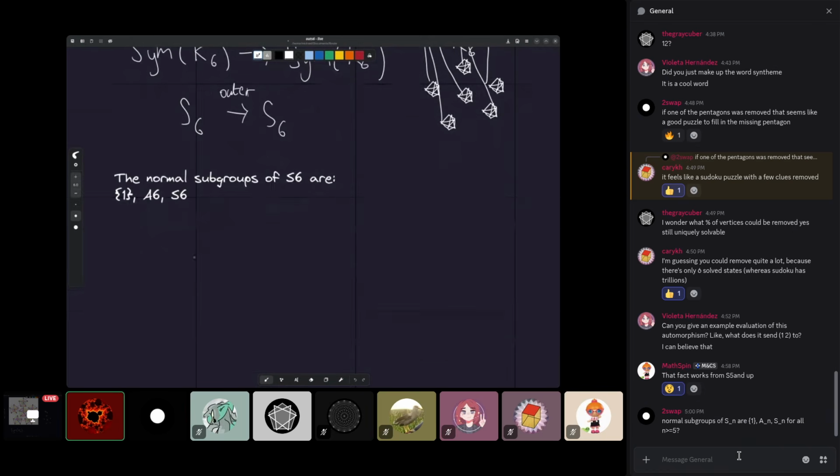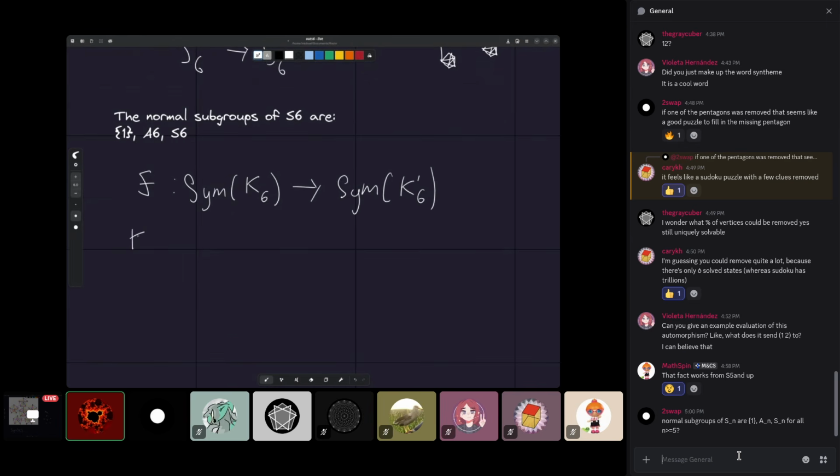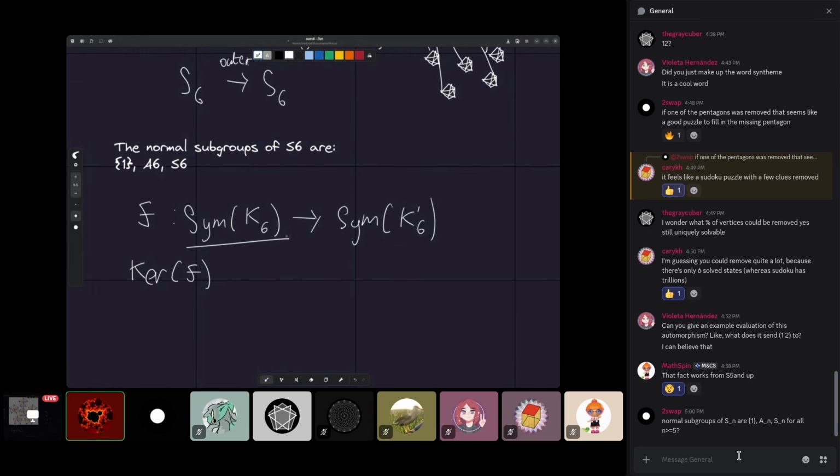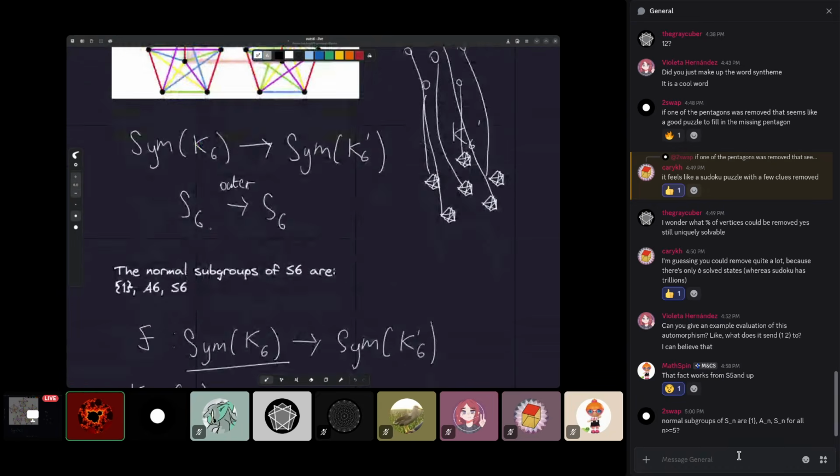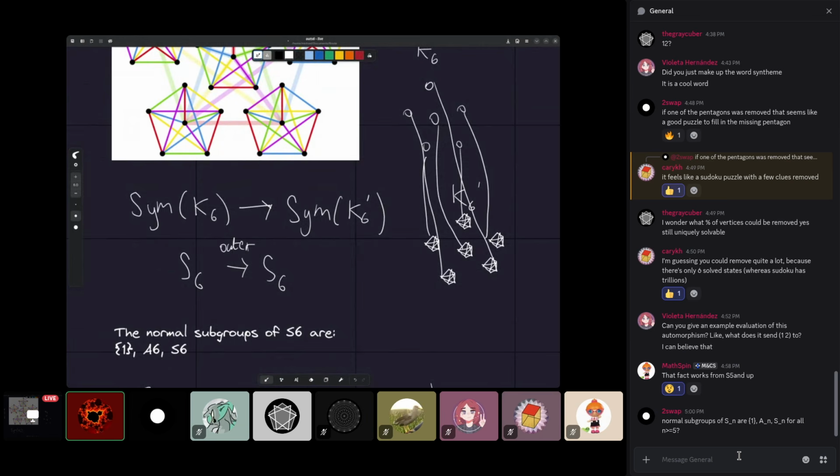So let's give things names. Let's say this is called F again. So F from Sym K6 to Sym K6 prime. So we're going to ask, what's the kernel of F? Meaning, if you don't know what kernel is, all the permutations in here that induce no permutation here. So maybe you swap these 2 points and nothing gets permuted here. So it's all the permutations here that end up doing nothing here.